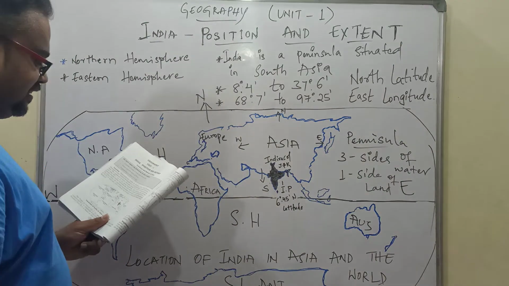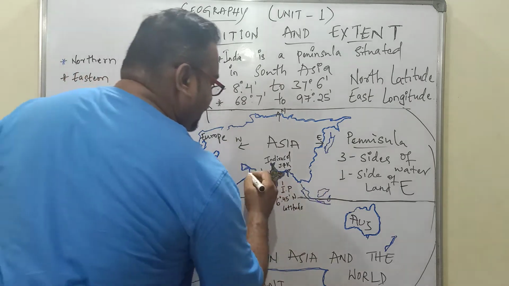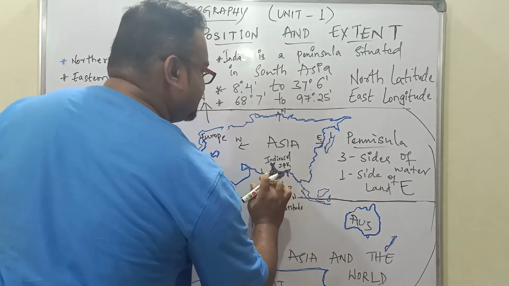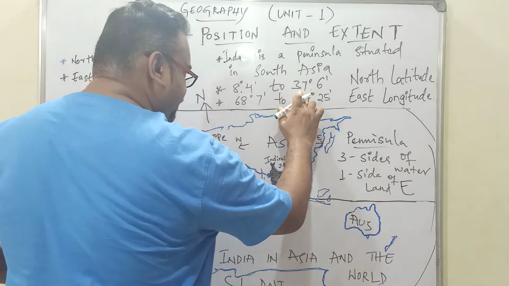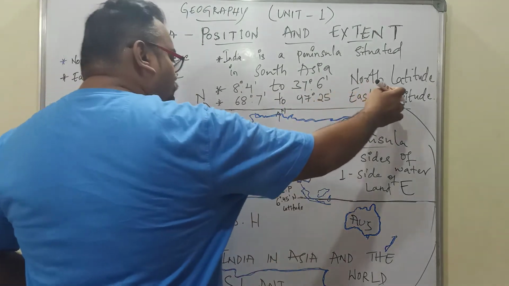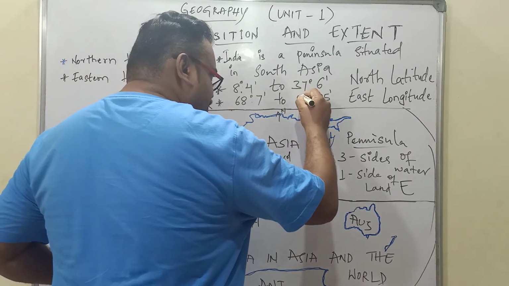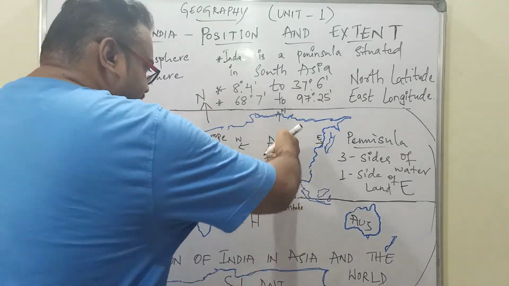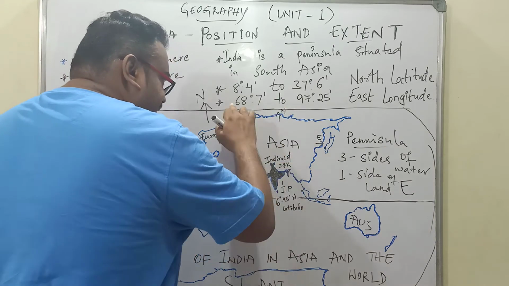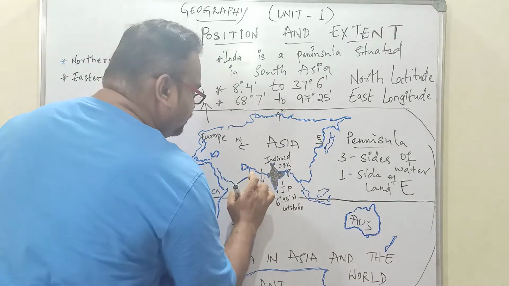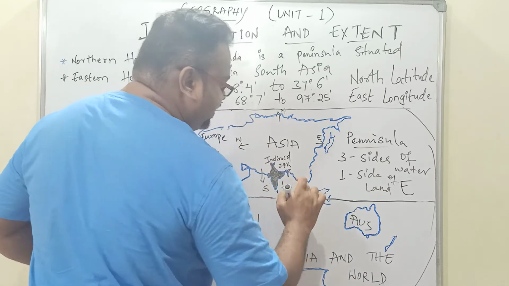So it says latitude is stretched out from this degree to this, 8 to 37 degrees, and longitude is from 68 to 97. So this length is vertically from 68 to 97, and horizontally from 8 degrees to 37 degrees.